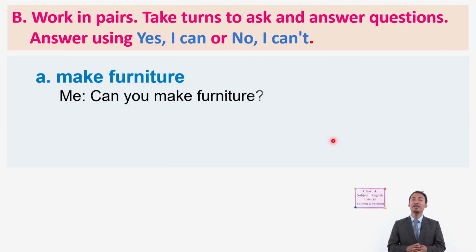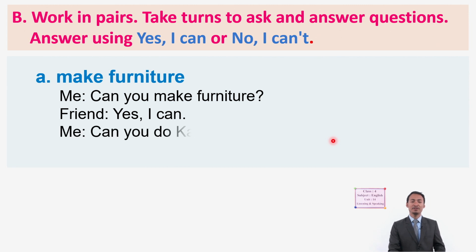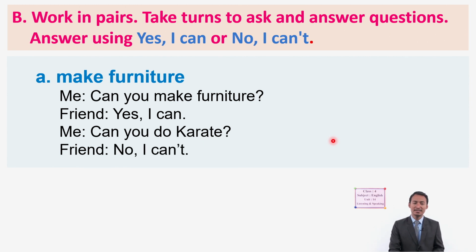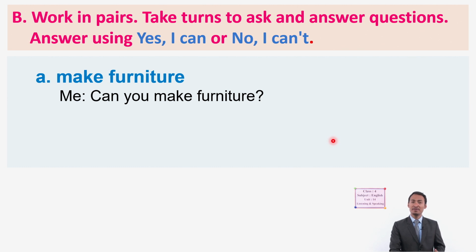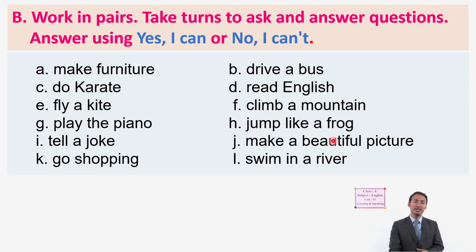Can you make furniture? What can you say? Your answer can be, if you can, yes, I can. If someone asks you, can you do karate? Your partner can say, no, I can't. Okay, so this is how we can keep on conversing, keep on talking to your friends. So let's do it with the information here.